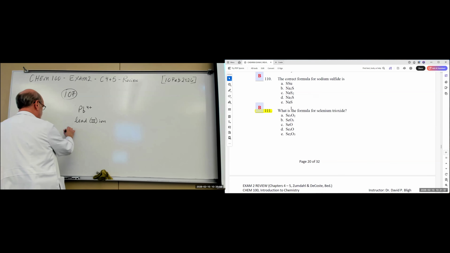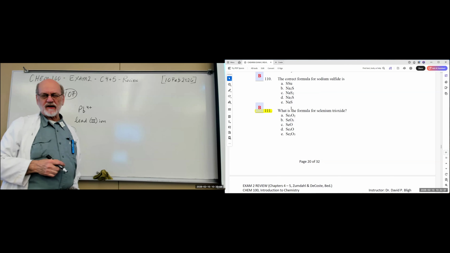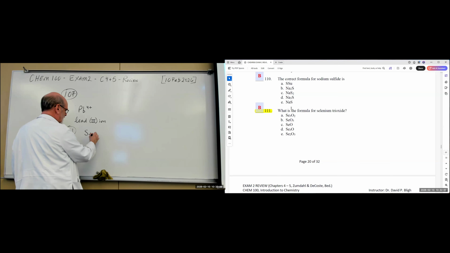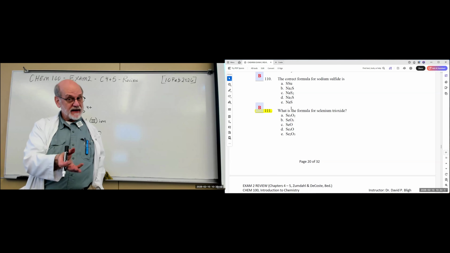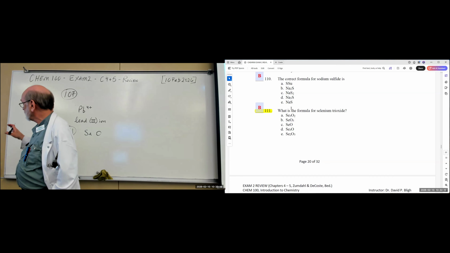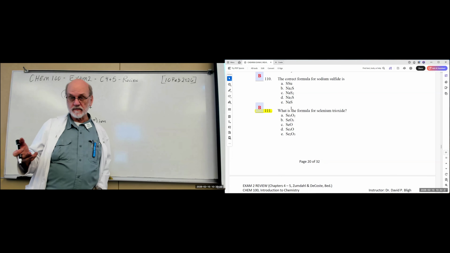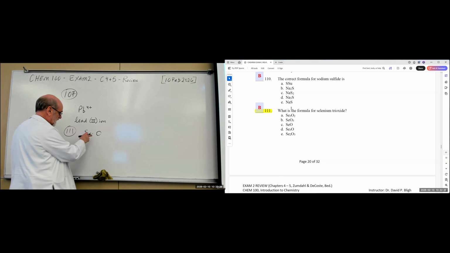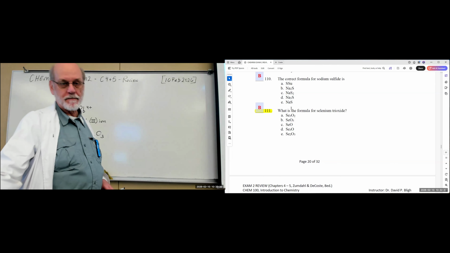111. What's the formula for selenium trioxide? Selenium and oxygen. Now, are they nonmetals? The name implies that they're nonmetals because of the prefix tri. So we look it up. Yep. Selenium is in the chalcogen group: oxygen, sulfur, selenium. And so we say selenium trioxide. That's it.